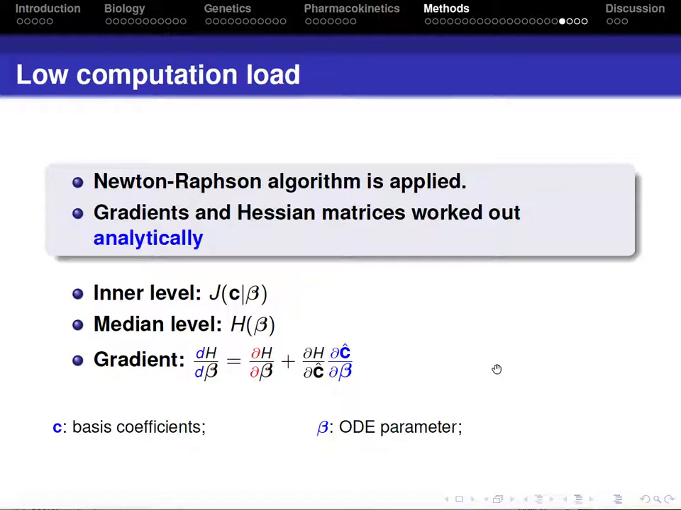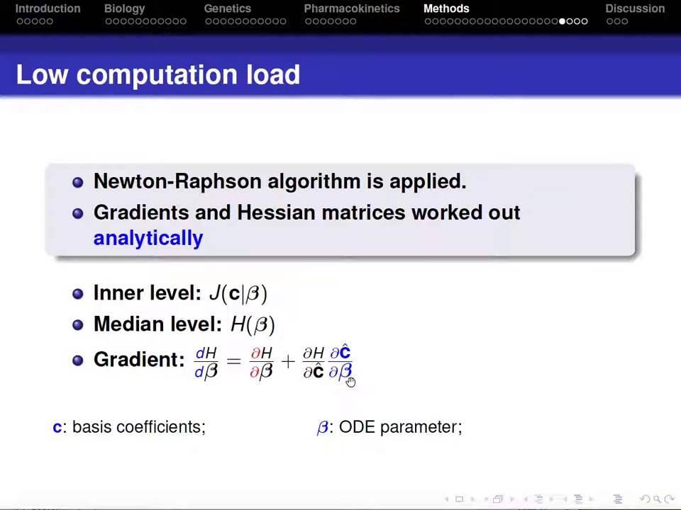So how do we do this? Just to give you one example. In the outer optimization level, in the H here, we want to calculate the derivative of H with respect to beta, right? We know that H is a function of C and beta. So then we can write down the derivative of H with respect to beta as the partial derivative of H with respect to beta plus the partial derivative of H with respect to C times the partial derivative of C hat with respect to beta, right? This is using the chain rule.